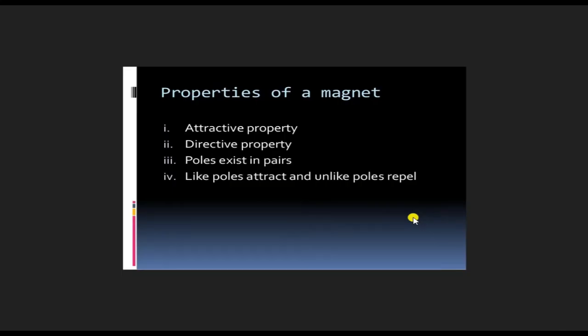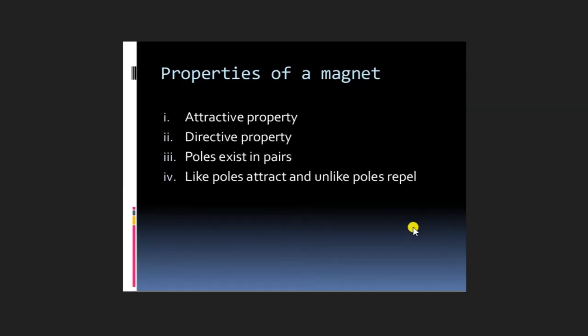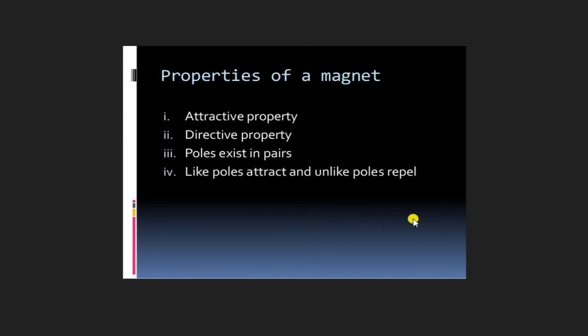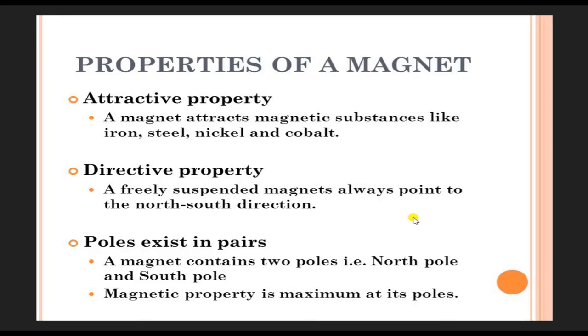Properties of magnets: there are four properties basically: attractive property, directive property, poles exist in pairs, that is also a kind of property, and like poles attract and unlike poles repel. So one by one we are going to study each property of a magnet. Now in detail we will study these properties of a magnet.